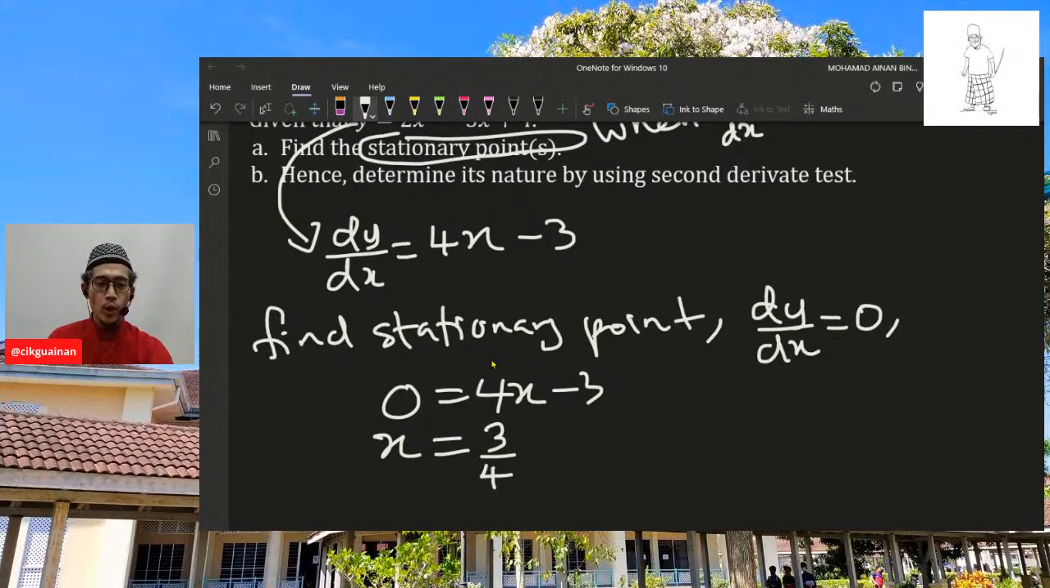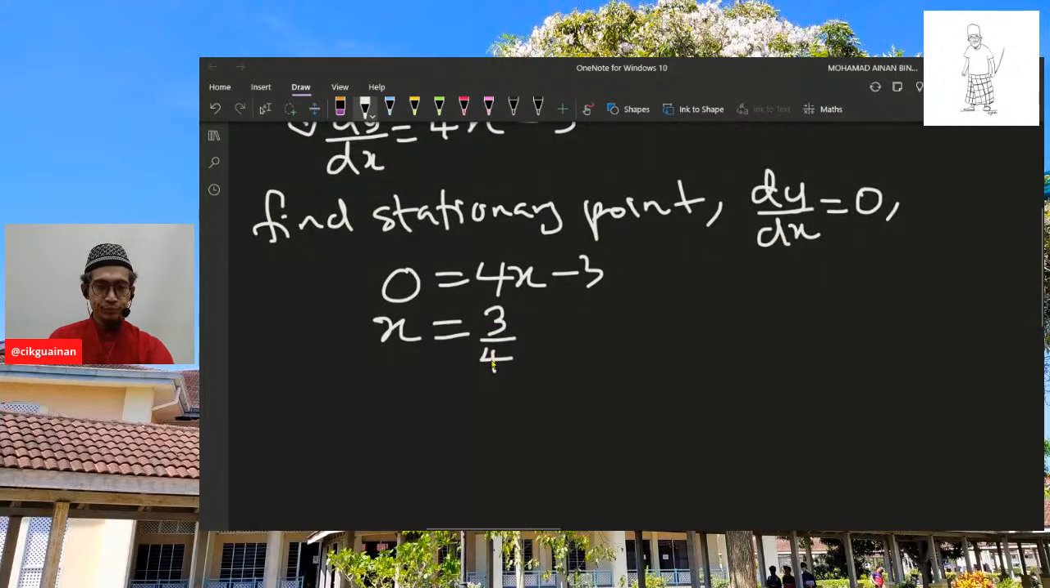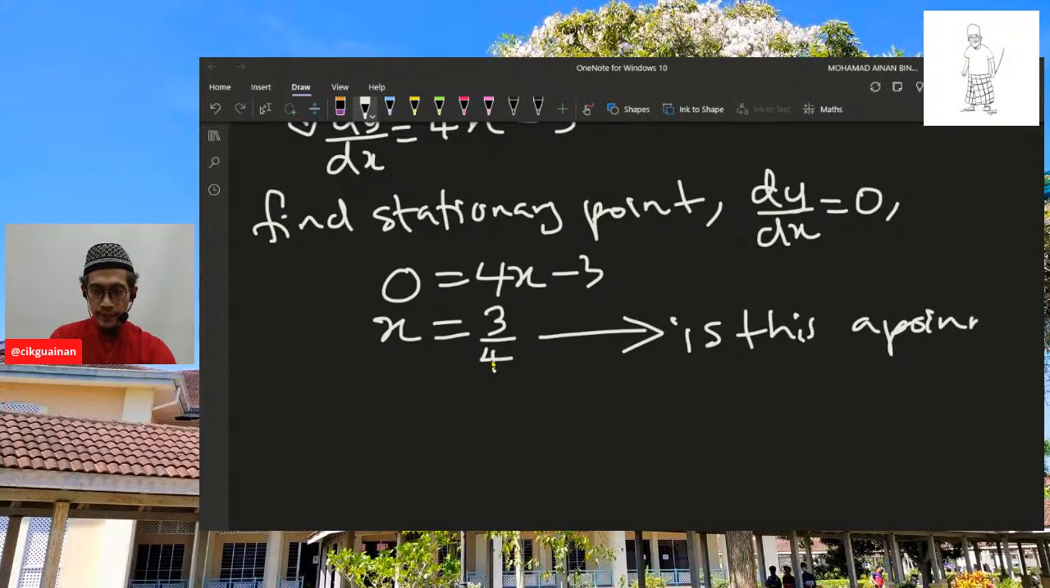Have we got the point already? Is this a point? Ya Allah, my handwriting is very horrible. Is x equals 3/4 a point? Who is this? Daniel. Oh, a virtual hug. In class you don't want to hug me. Oh, SOP.